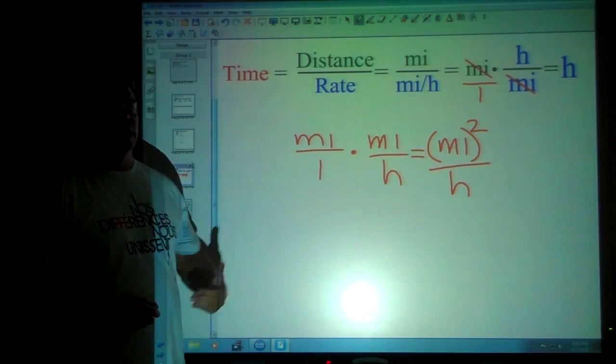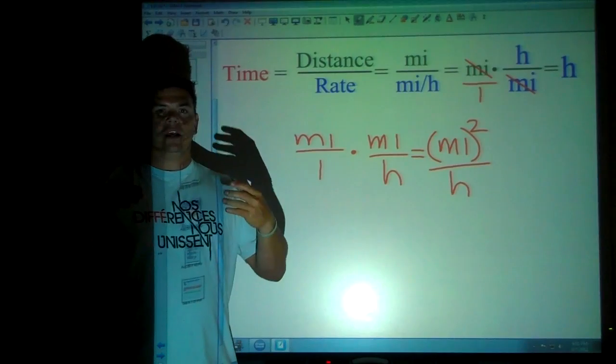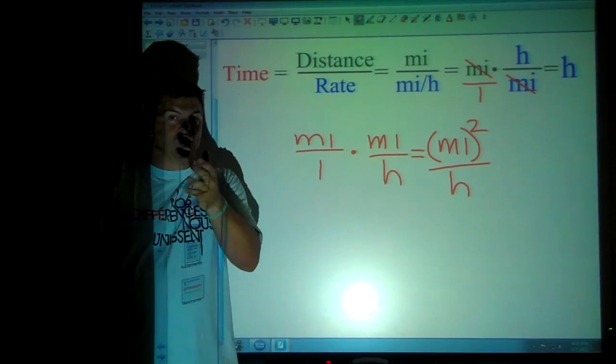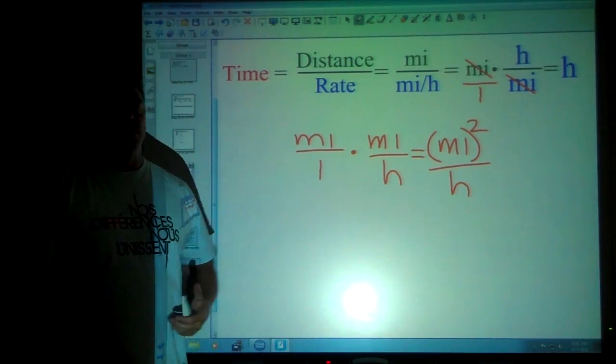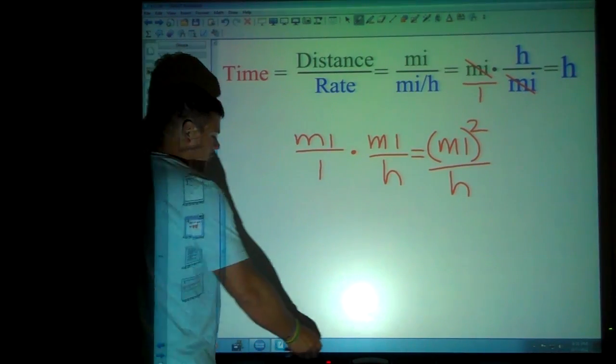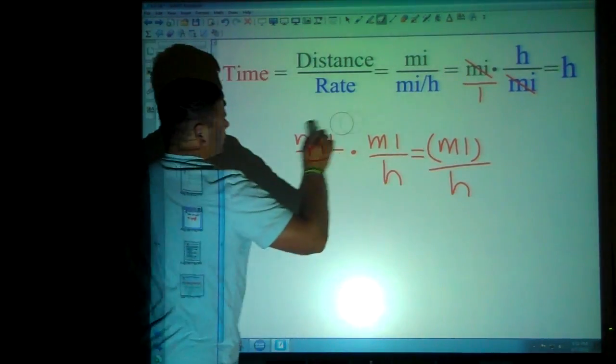So unit analysis actually helps us when we set problems up, so that as we're going through, if we know we should be canceling out the miles so that time is left, then it will help us out so that hours are left. It helps us arrange problems in the correct way.